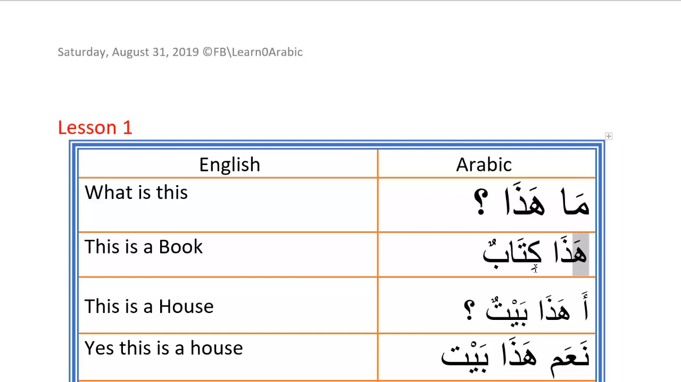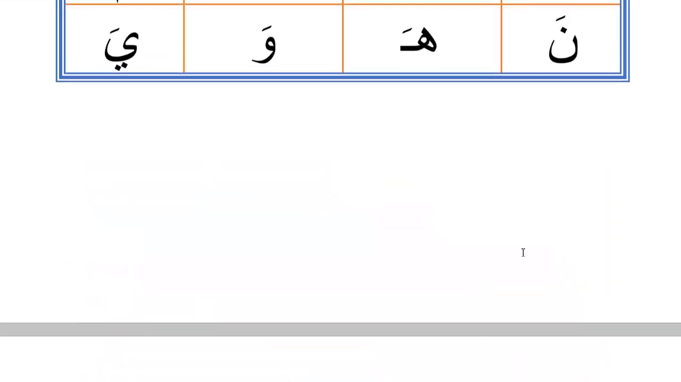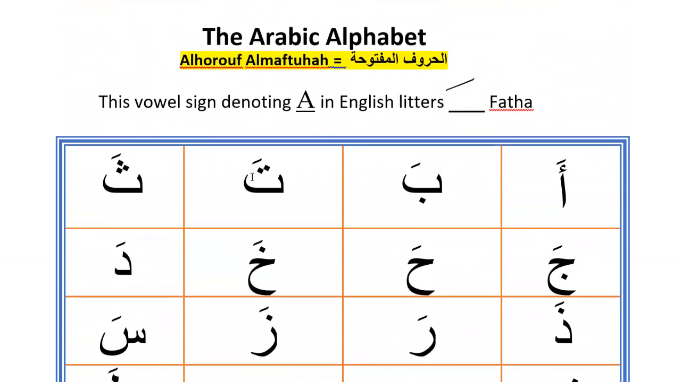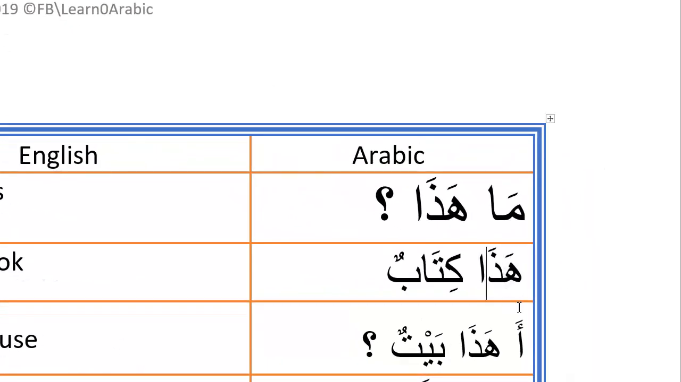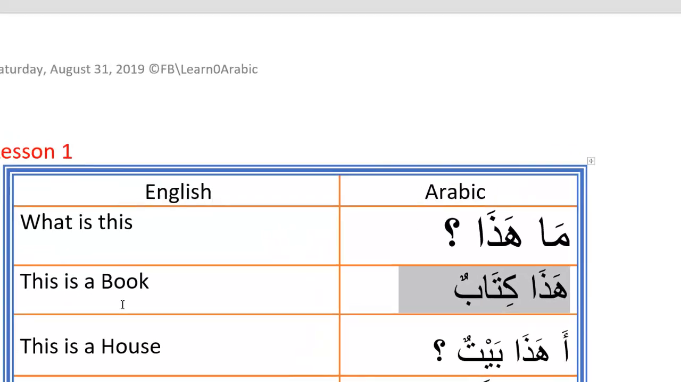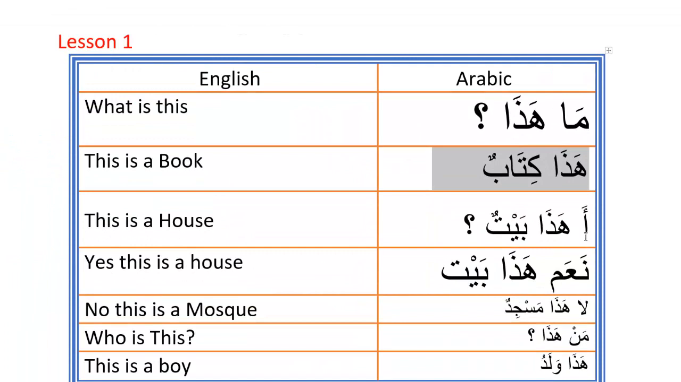Okay, so how to read now? هذا kita, ta fatha ta. Here is ta. You see? Ta fatha ta. Okay. Kitabun. هذا كتاب. This is a book. Okay. Next.